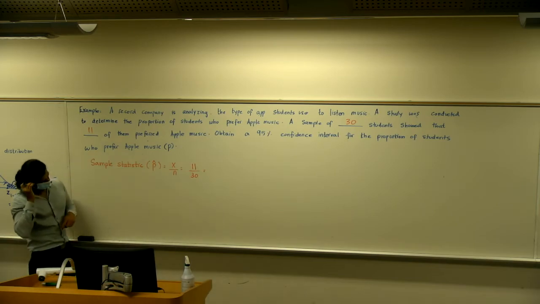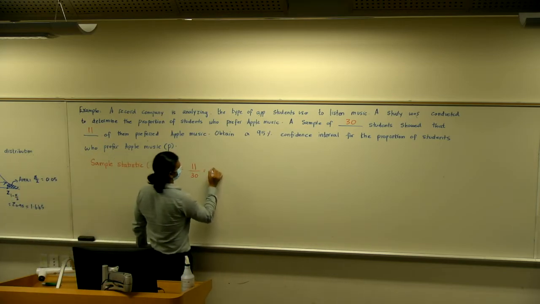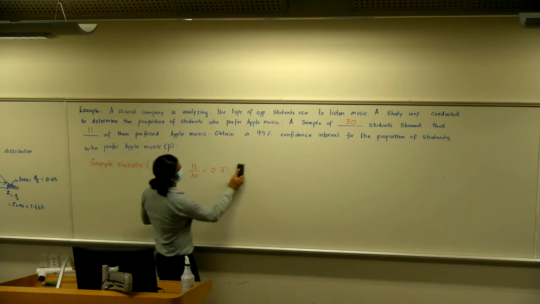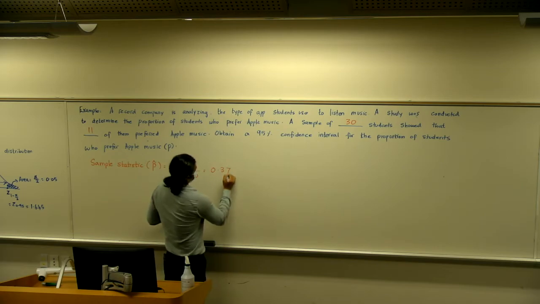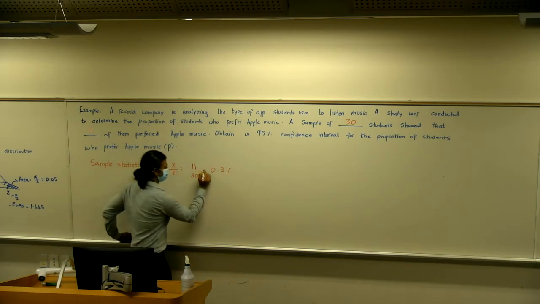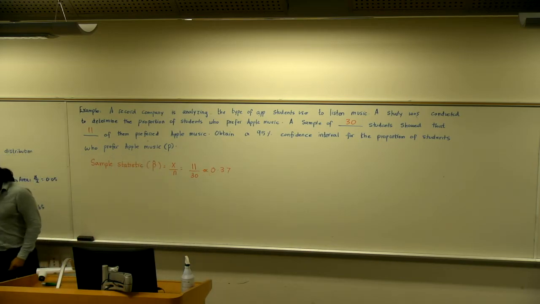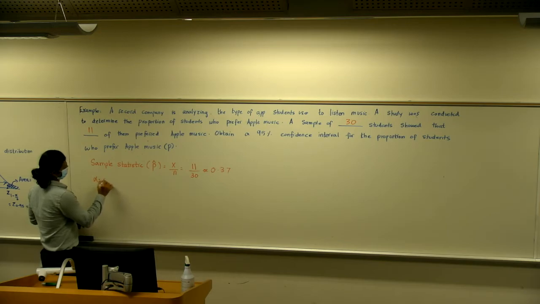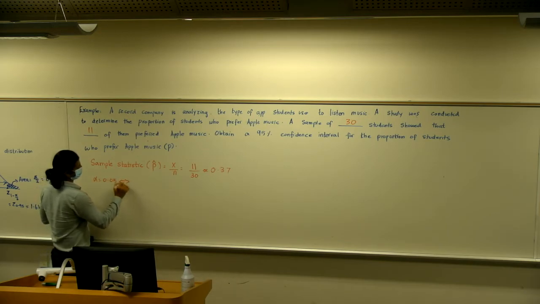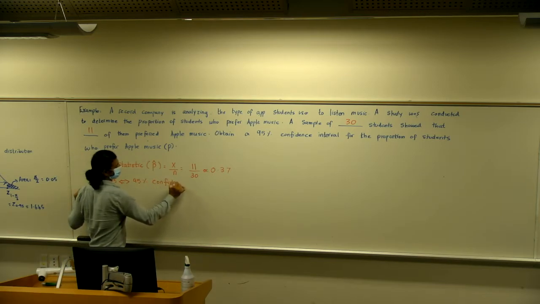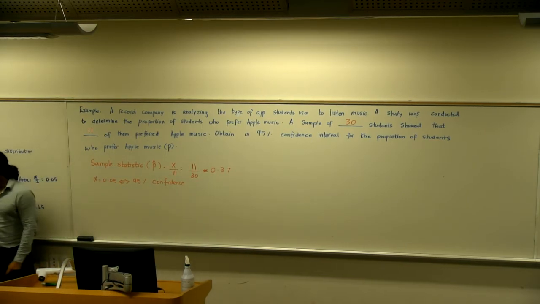What is it? 0.37, 0.3666 repeating. We'll just call it 0.37, approximate. So is alpha provided to us? Yes, alpha is 0.05. That would imply 95% confidence.